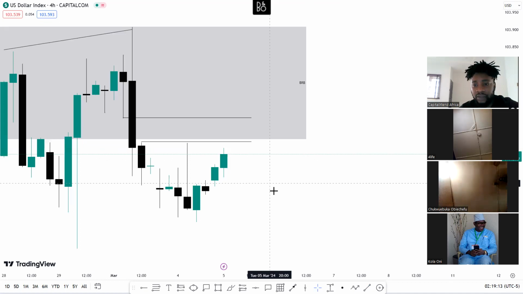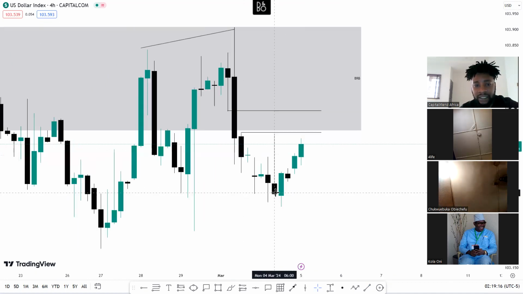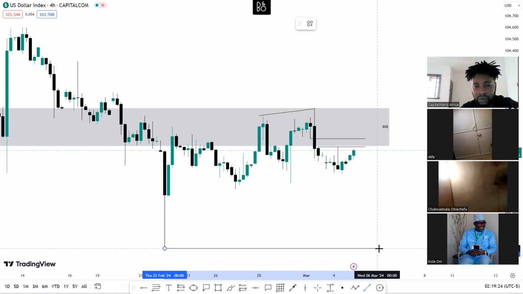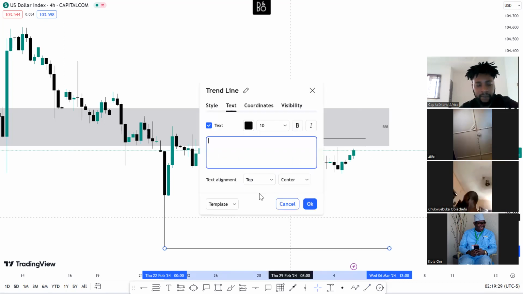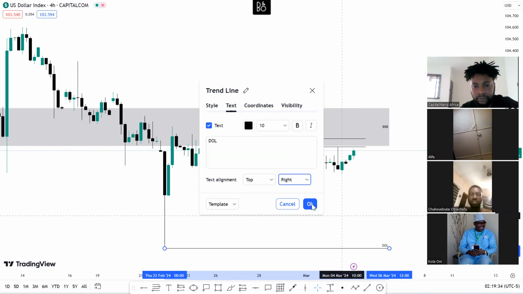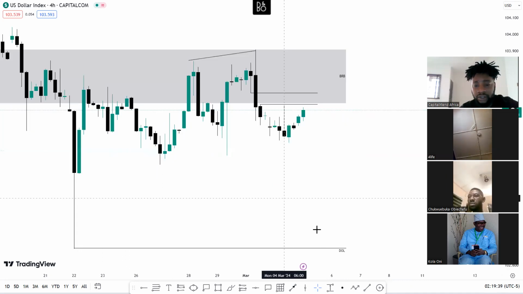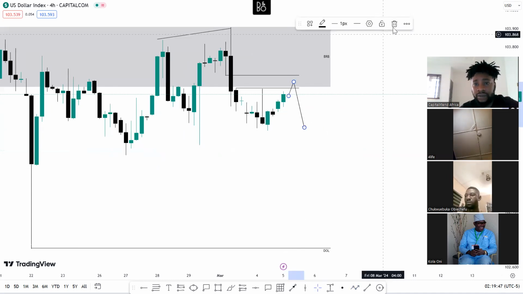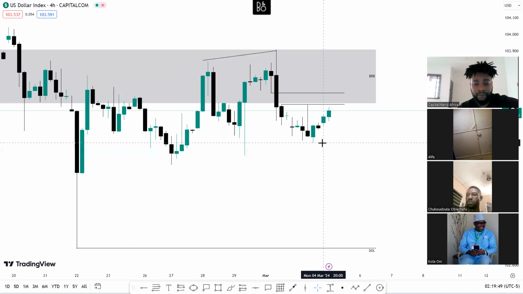So I'm expecting price to play this 4-hour gap and start to drop before coming for this daily draw on liquidity, this DOL here. So hopefully today or maybe tomorrow we might see something like this for the drop. So let's go down to the 1-hour time frame.